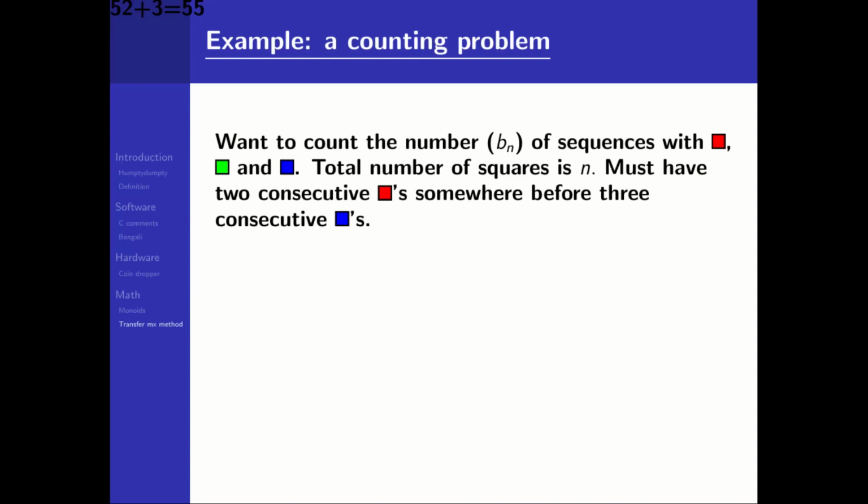Here is a little counting problem. I have made this problem look as weird as possible. It is not one of the regular type problems. I want to count the number, let's call it Bn, of sequences of squares, red, green and blue squares. The total number of squares must be n and must have 2 consecutive reds somewhere before 3 consecutive blues. So we want to count strings of squares of length n satisfying this property.